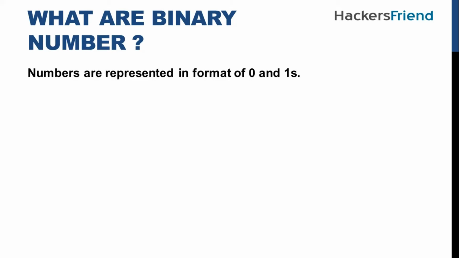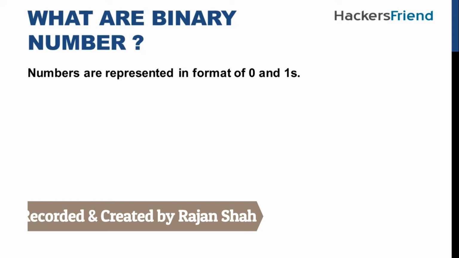The simple saying is binary numbers are numbers represented in zeros and ones. But that actually doesn't tell us how numbers are converted from decimal number format to binary number format. Like, I can say any number 125, 189, 38, 32, but how can we represent all these numbers in the format of zeros and ones? We'll be talking about that in this video.